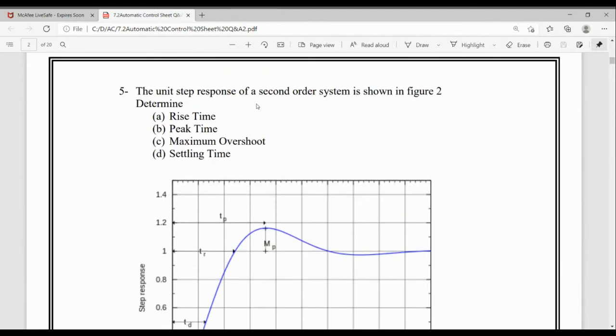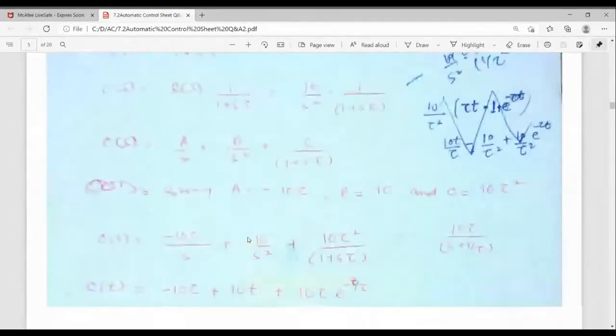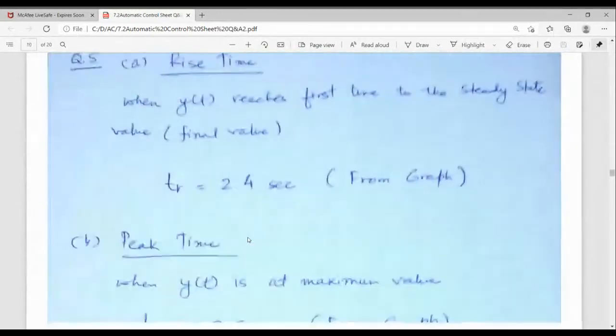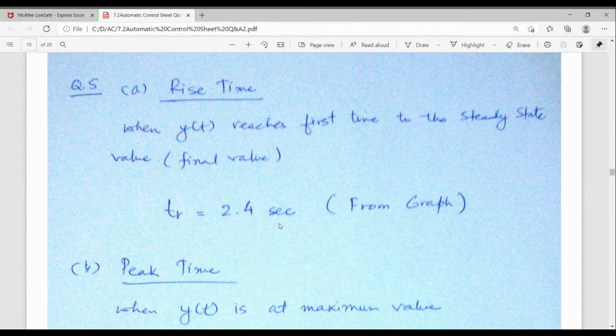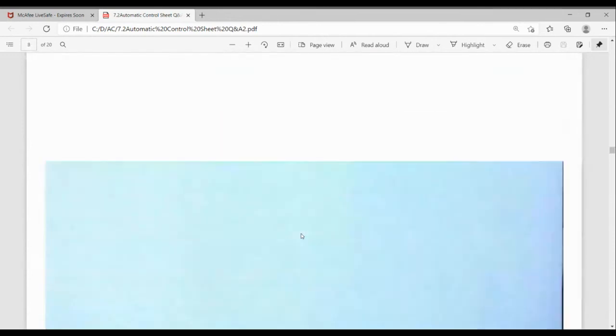Just now I said what the rise time is here. Rise time is 90% of the maximum output. So we'll go to the solutions as per the graph. Question number 5. Y of t is the response; the time it first reaches the steady state value, the final value, is the rise time, that is 2.4 seconds, the first time. As you can see in the graph, it first reaches 1 at 2.4.